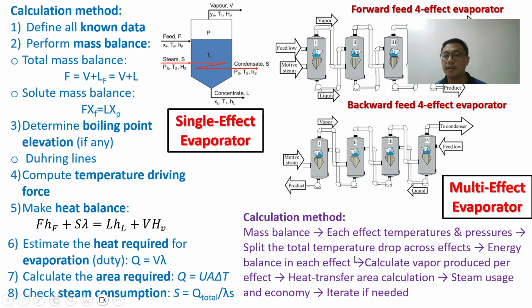Okay, or the delta T here we have to keep on changing. The delta T, we have to split the delta T between the four effects, from what we know of the total delta T. Total delta T means from the inlet and outlet of the feed. Okay, so this is a general step.